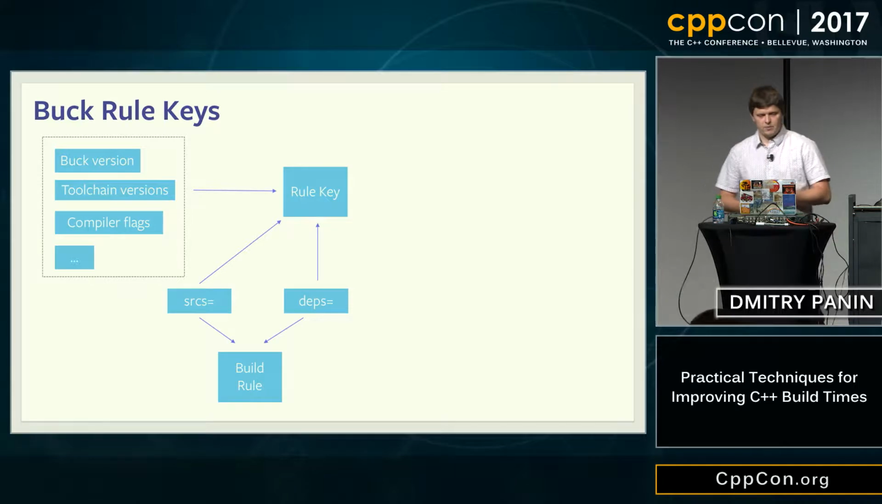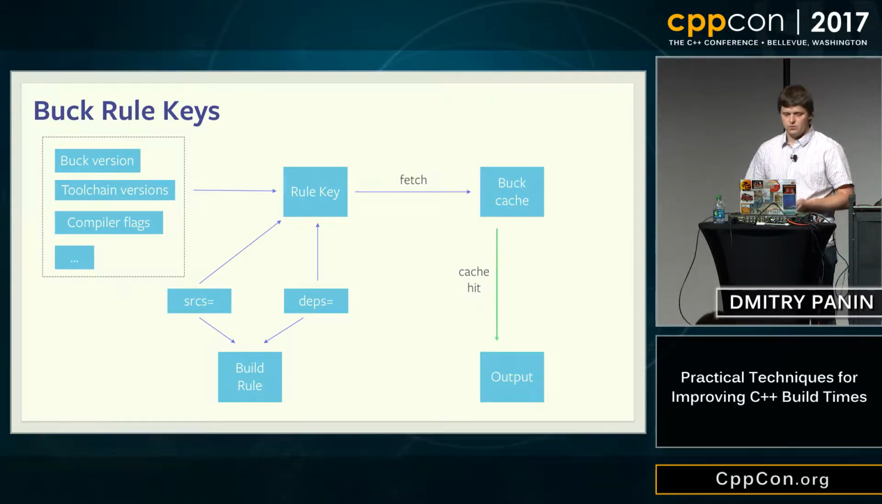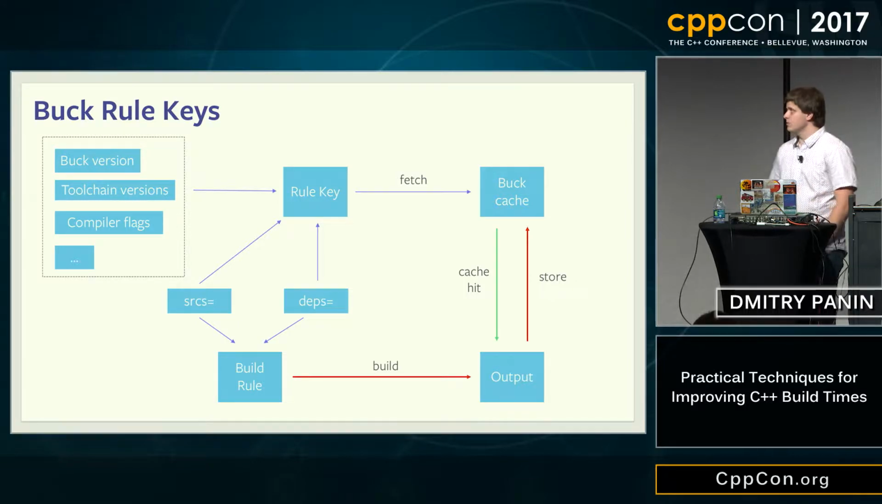So we will talk about that a little bit later, but now let's see how it actually works. We have a rule key. We go to the Buck cache and try to fetch the output, and if we are lucky, we will get a cache hit and we will get the output. And if we are not lucky, we need to rebuild the rule, and then we will store it to the cache. Looks simple.